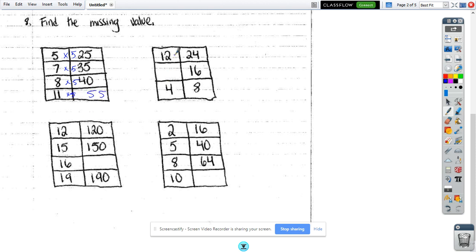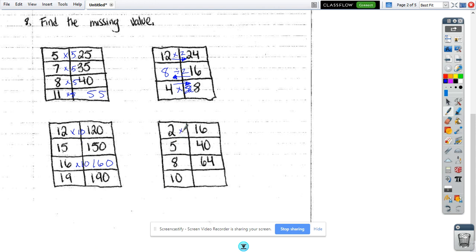Next one. 12 times 2 is 24. And 4 times 2 is 8. So times 2. So if I'm going across this direction, and I'm going across this direction, if I'm going the opposite direction, I'm going to do not times 2, but divide by 2. So 16 divided by 2 is 8. So that gives me my solution. Here, 12 times 10, because I just added a 0. This is times 10, so this would be 160 times 10.